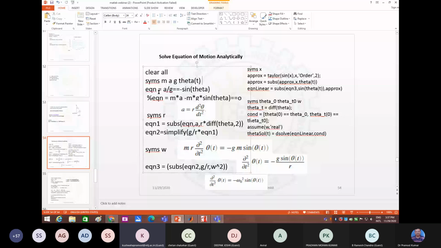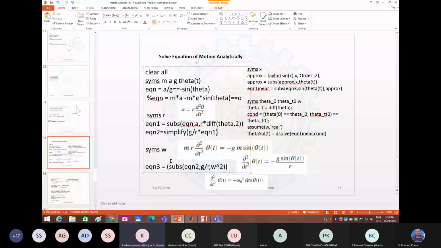In this equation, first of all, we will substitute this a with r d square theta by dt square. This substitution expression is used here. That is the differentiation of theta twice. That thing has been written in Matlab, and then simplify it. g by r is common, taken outside, and then multiply it.